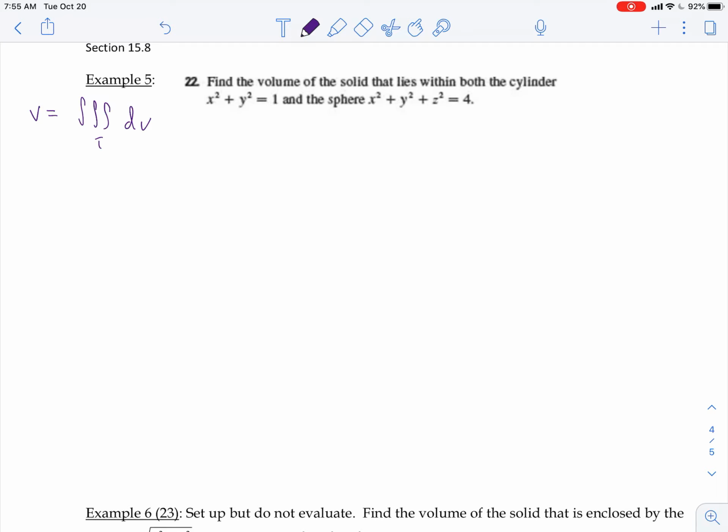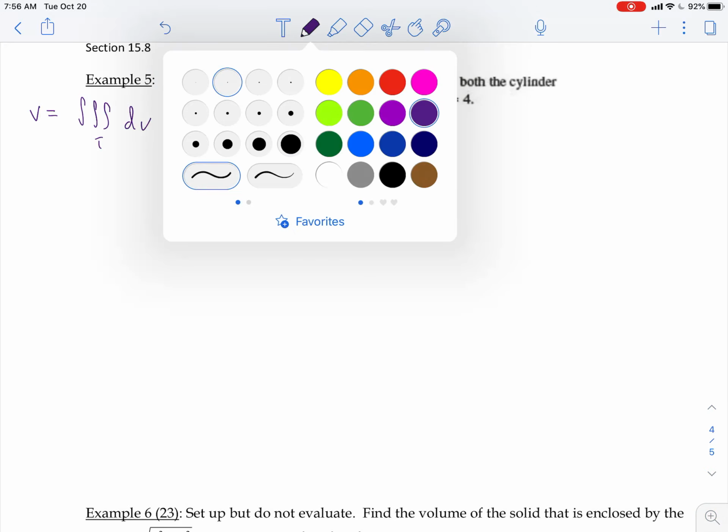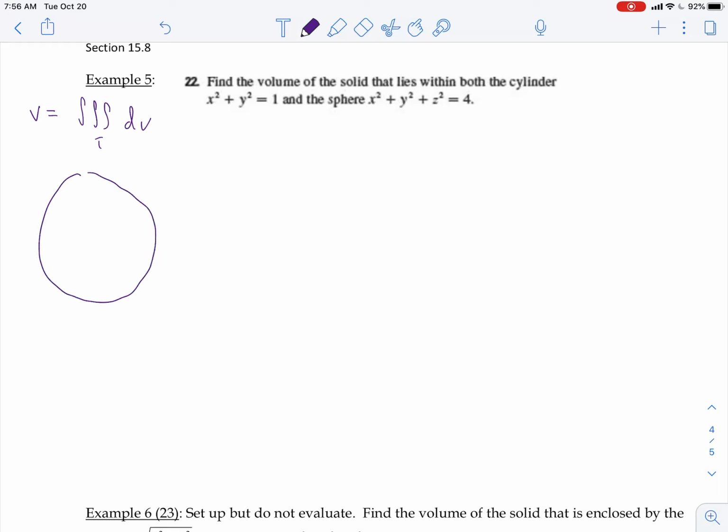So we're going to go ahead and find volume, but we need to kind of know what the shape looks like. It says that we have a sphere. And the sphere has a radius 4, but it also has a cylinder that lies inside of it that's defined by x squared plus y squared equals 1. So this is the shape that we're dealing with. I'll go ahead and just draw it.